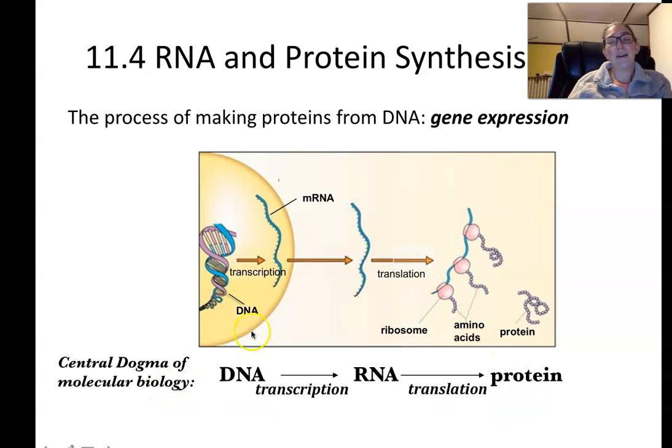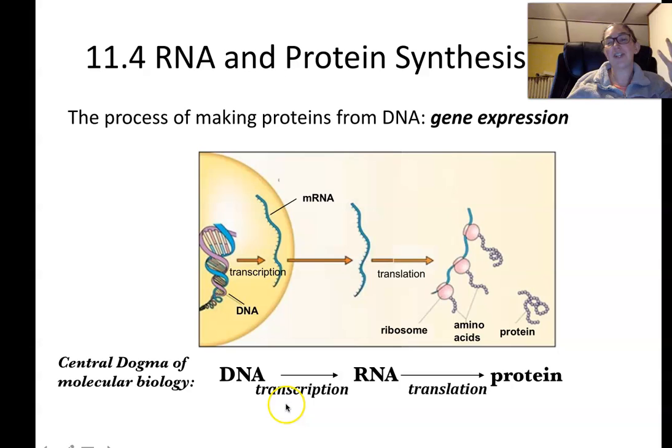So this pathway in biology is often referred to as the central dogma of molecular biology, that all proteins in cells are made from RNA that's made from DNA. So DNA goes to RNA, goes to protein, and this whole process of making proteins from the instructions in the DNA is known as gene expression.